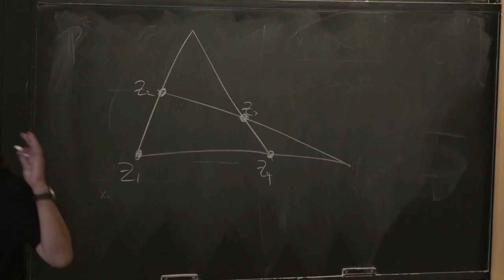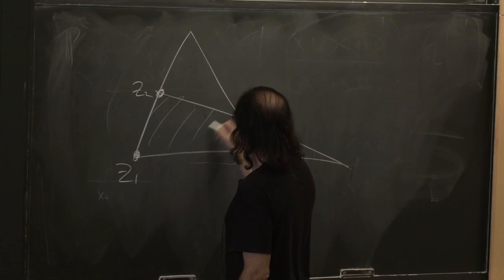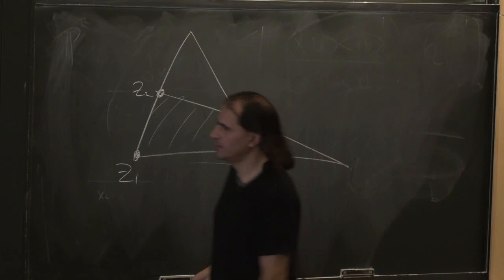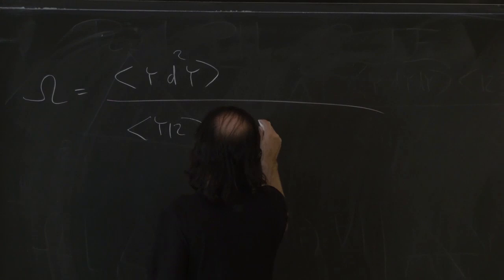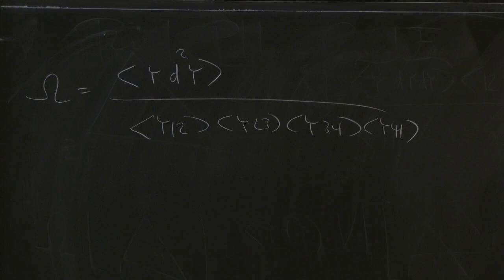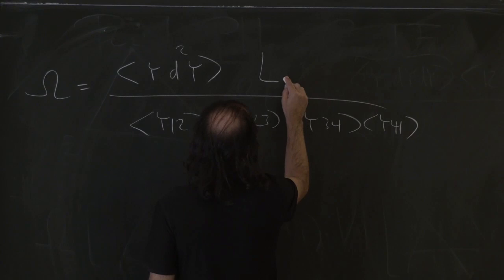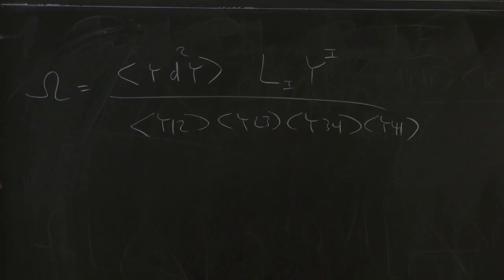What I want is to find a form in y which has logarithmic singularities only on the boundaries of this quadrilateral. So what could the form be? Well, we know we have to have this y d squared y in front of everything. I know before doing anything else that it has to have poles on 1 2, 2 3, 3 4, and 4 1. But just by projective weights, there's something missing upstairs. So there has to be some line, L_I y^I. Sorry, I'm now putting the indices on the y upstairs; before I was putting it downstairs. But anyway, y is a point in this space.